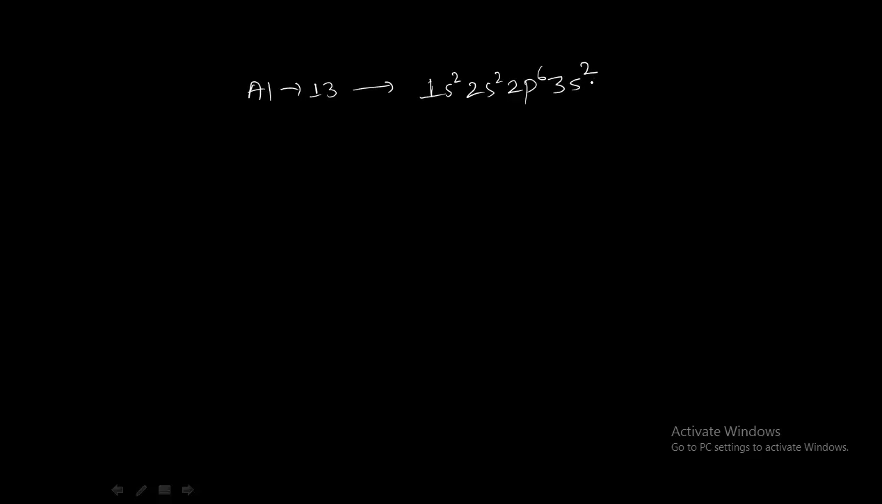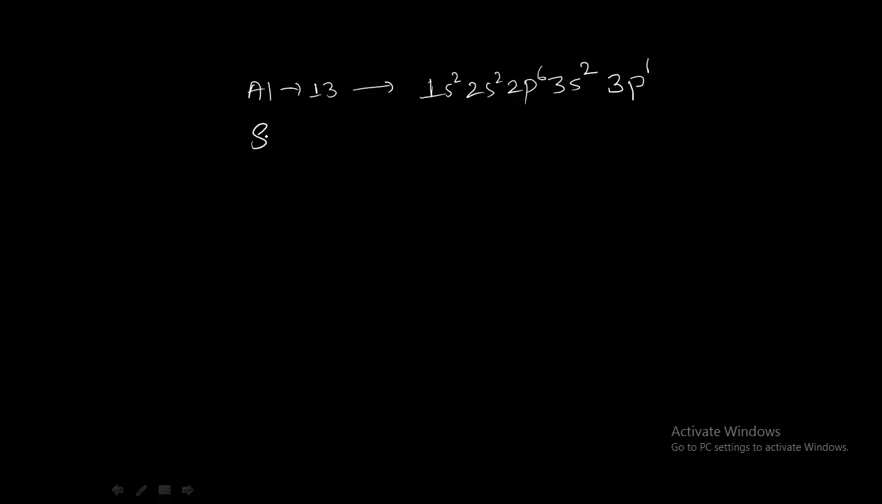Now again 1 electron is remaining. Where does it go? Will it go to the fourth shell? No, it will remain in the third shell only. There will be another subshell, that is p, where it will get filled. So 1s2, 2s2, 2p6, 3s2, 3p1 is the electronic configuration of aluminium.